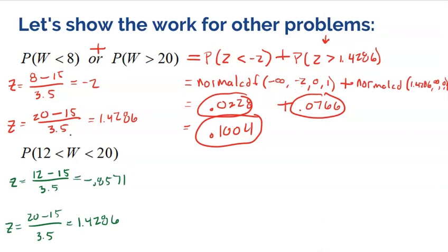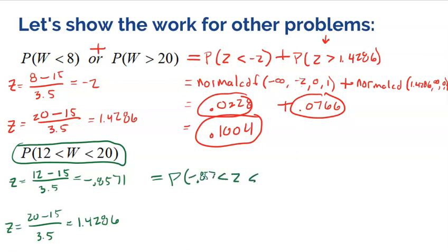All right, so now here is the context. I'm looking for the probability that we are between 12 and 20, which is equivalent to the probability that a z-score is between negative 0.8571 and positive 1.4286. Hopefully you guys will be a little bit neater on your paper. Again, it's tough for me to do the writing on this programming here, but you get the idea.